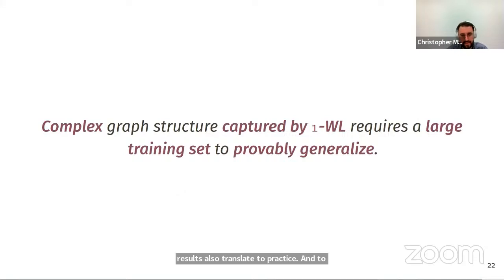And to conclude, the high level message of our work is that if you have complex graph structure that is captured by 1WL or by your GNN model, then this requires a large training set to provably generalize. Conversely, if you have graph structures with a lot of symmetries, so a lot of nodes are in the same orbit and this is captured by 1WL, so you have a simple graph structure, then you do not require a large training set to provably generalize. And that's it for my talk.